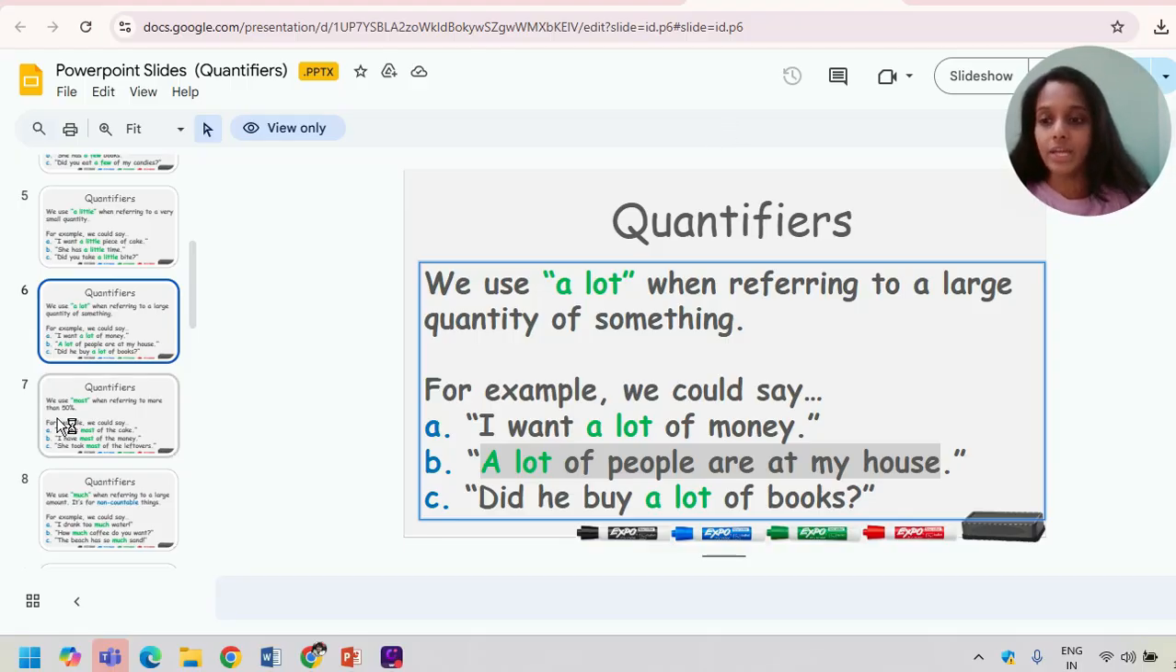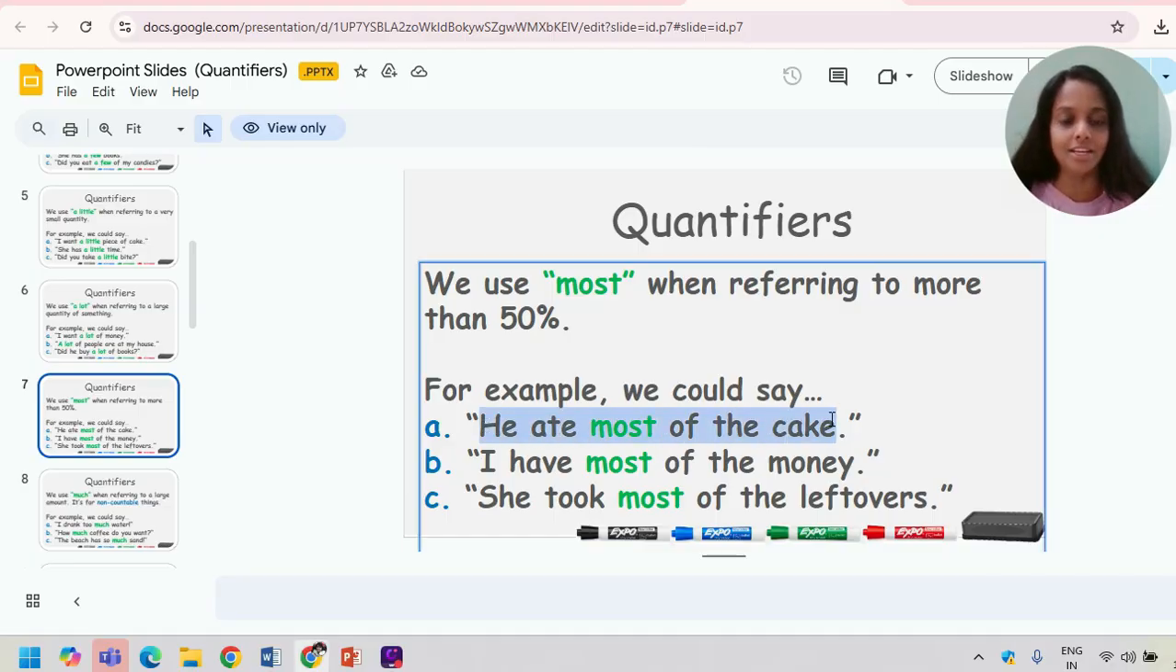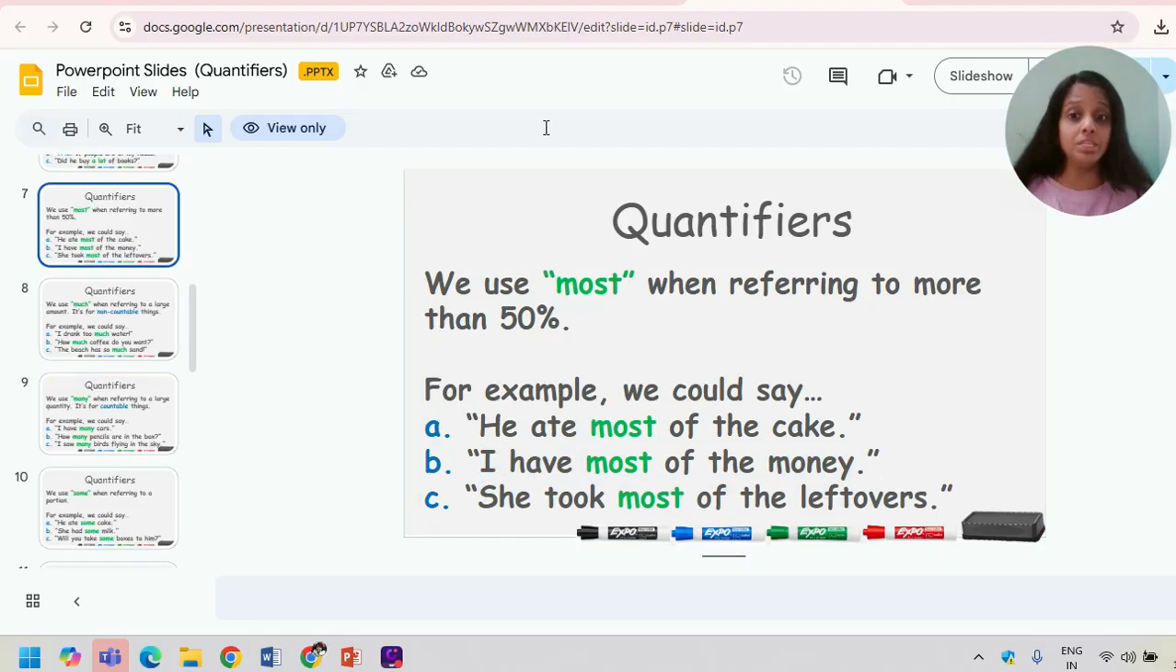Then the next one is most. When we use most, it means more than 50% of something. Examples: he ate most of the cake. That means more than 50% of it. I have most of the money. More money, right? She took most of the leftovers. So if something is more than half, go with the word most.